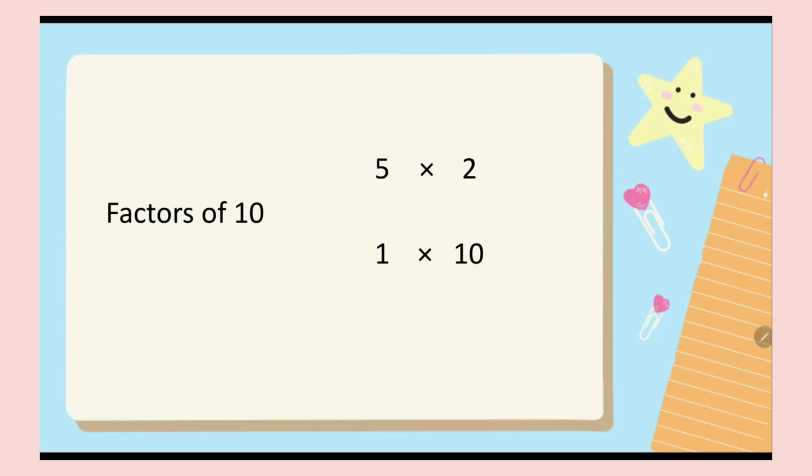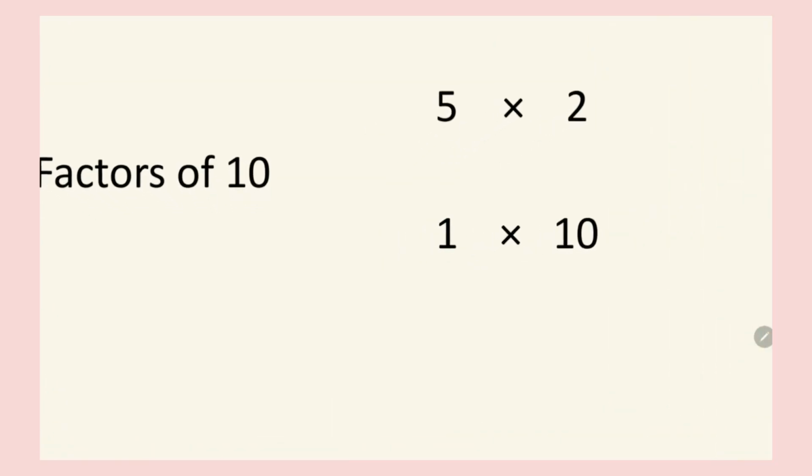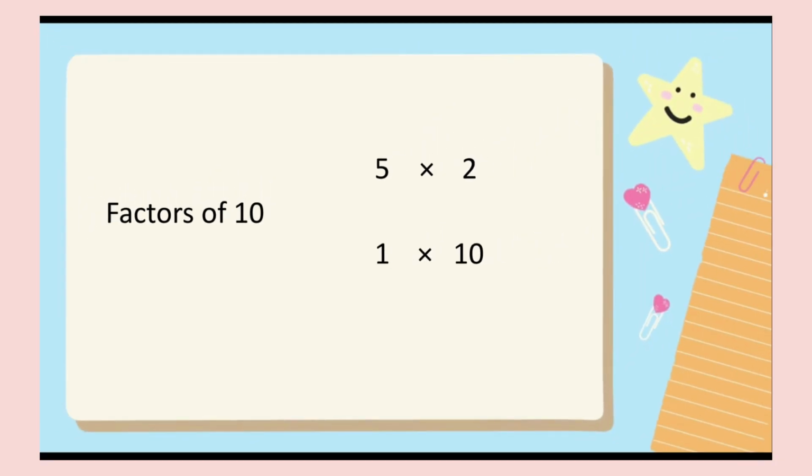For that I'd like to take a small example. Factors of 10. When I say factors of 10, you get two numbers, 5 and 2, 1 and 10. Two numbers that, when multiplied, give you this number. These two numbers will be the factors of 10. 5 and 2 are factors of 10. 1 and 10 are factors of 10. Two numbers that make a product of 10.